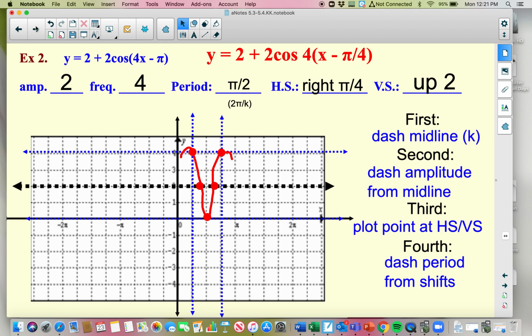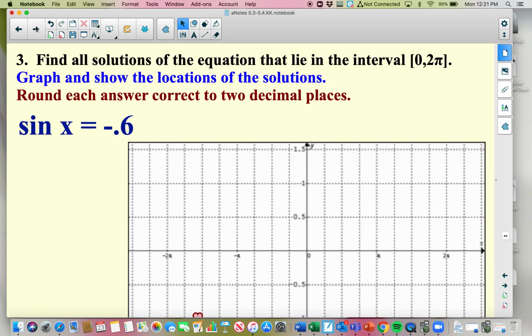All right, so there we did a sine wave and a cosine wave, kind of covered everything that you might run into. Okay, the third problem is something on your calculator. If you are asked to find all of the solutions on an interval between 0 and 2 pi using your graphing calculator, okay, so I want to know where sine of x equals negative 0.6.